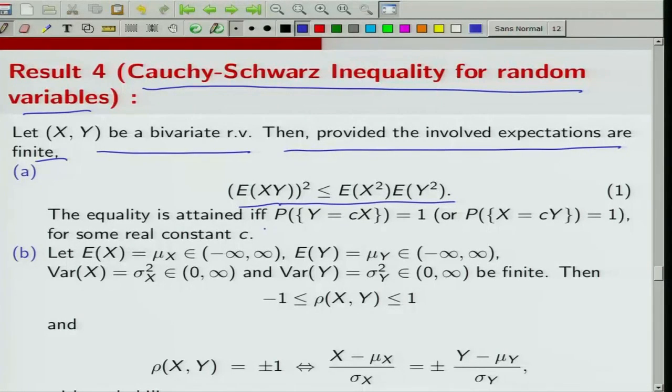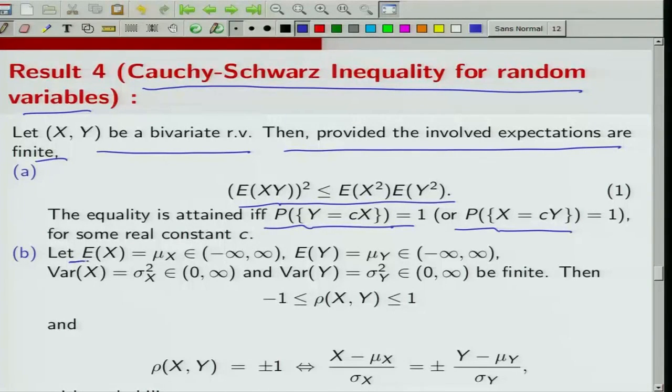The equality is attained if and only if probability Y is equal to cX is 1, or probability X equal to cY is 1, for some real constant c. So, that means you will have equality if and only if Y and X are linearly related.